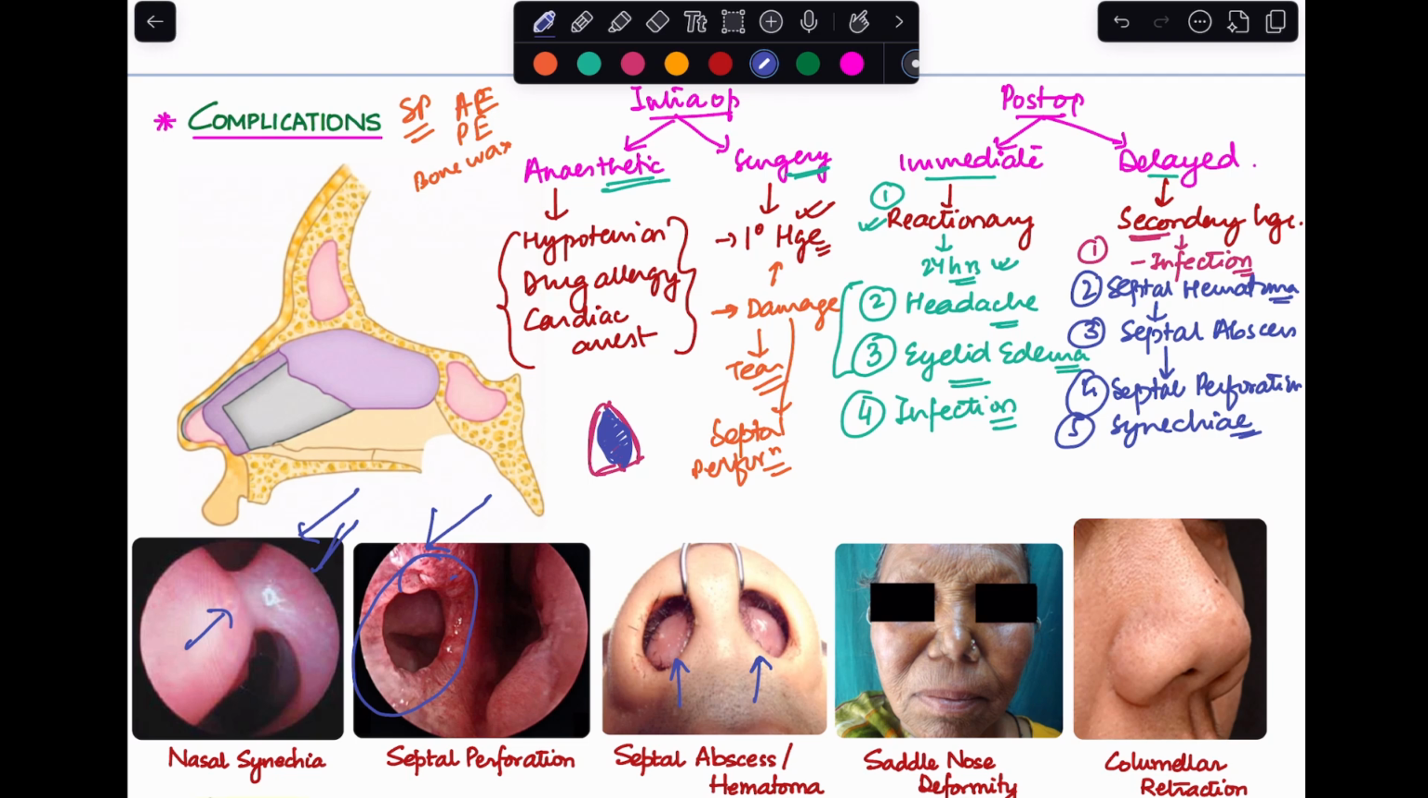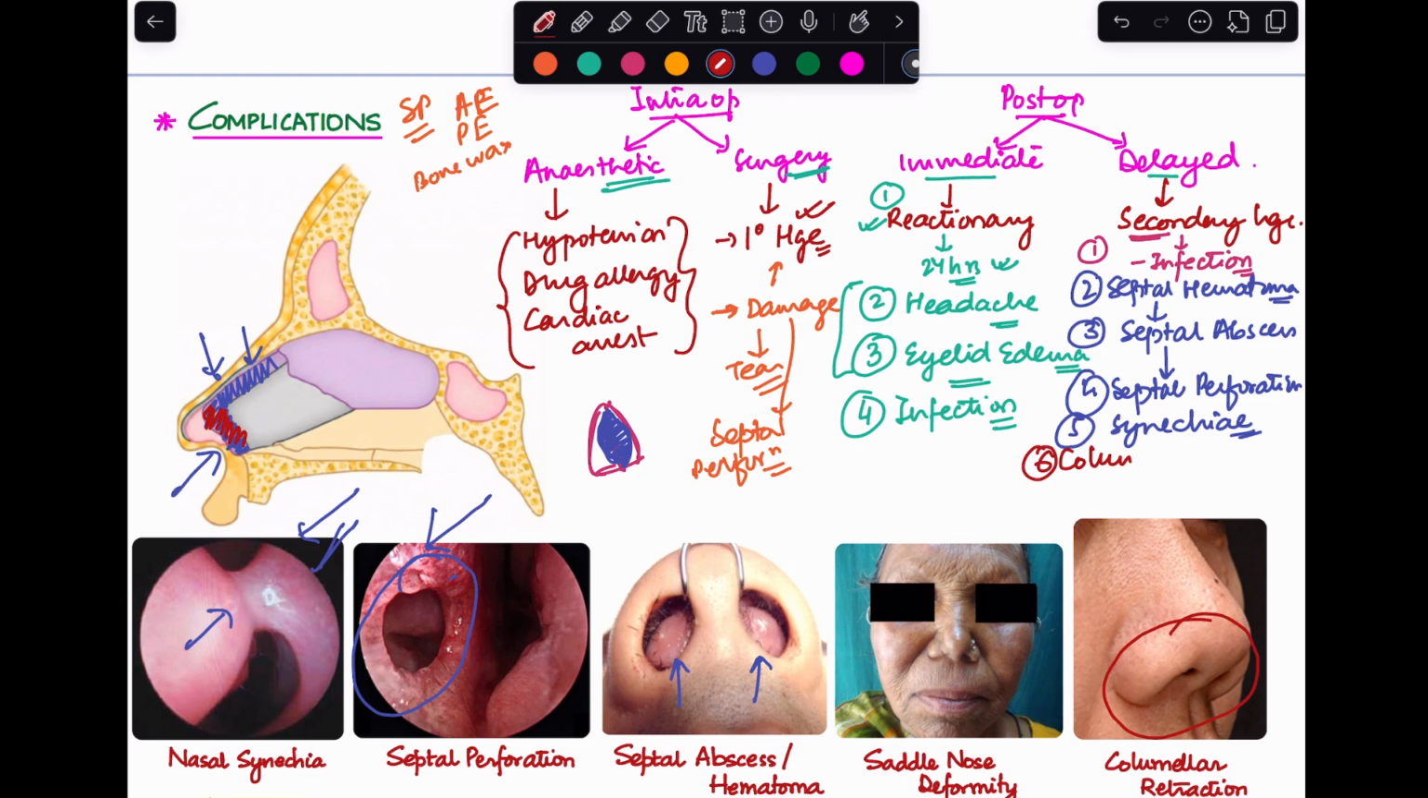Next, let's look at this image over here. So we have the caudal strut. We know the L strut, right? The L strut that we should be preserving during surgery. So this is the caudal strut and this is the dorsal strut. Together they form the L strut. Now say you have ended up removing too much of this caudal cartilage. If too much of the caudal support is removed, in that case, it can lead to the development of what we know as columellar retraction.